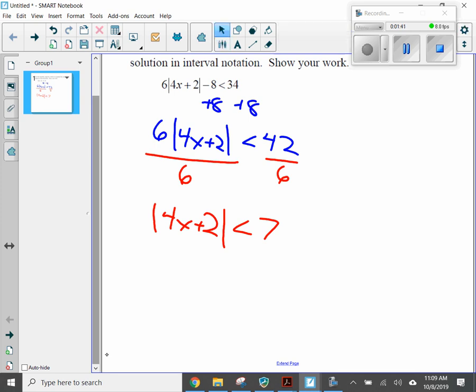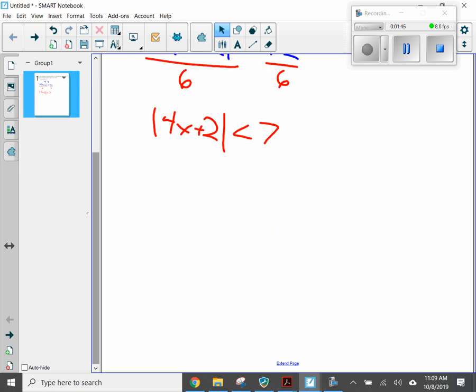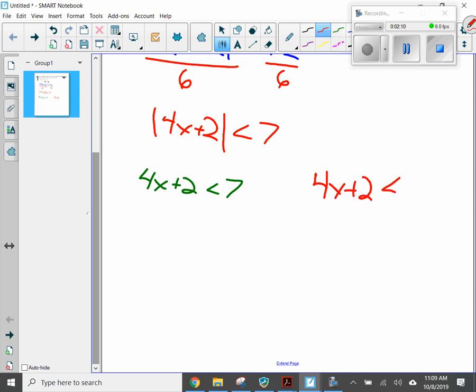Okay, so once I get to here, I'm going to have to set up 2 possible solutions, or 2 ways to find the solution. And one way is to go, well, 4x plus 2 has to be less than 7. That one's pretty clear. But then the mistake that people were making is that they were saying, well, 4x plus 2 has to be less than negative 7, and that's not true.